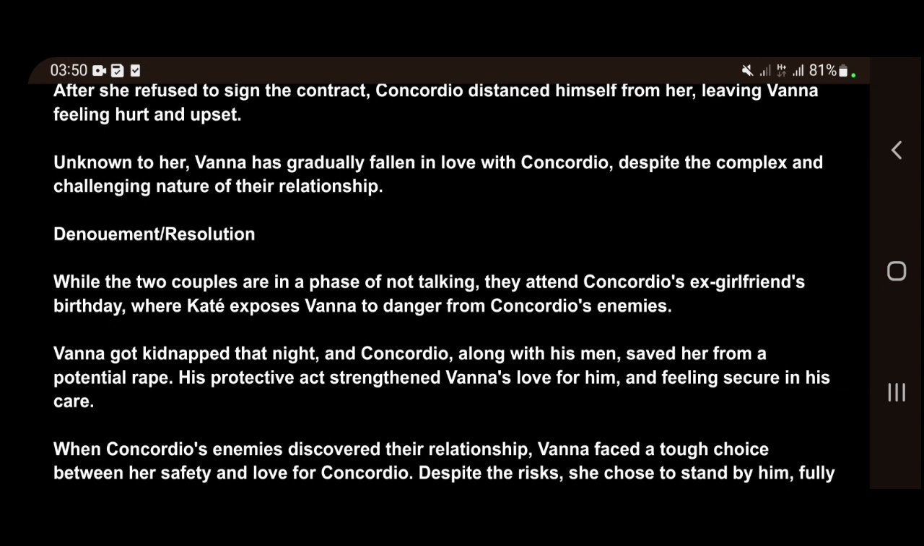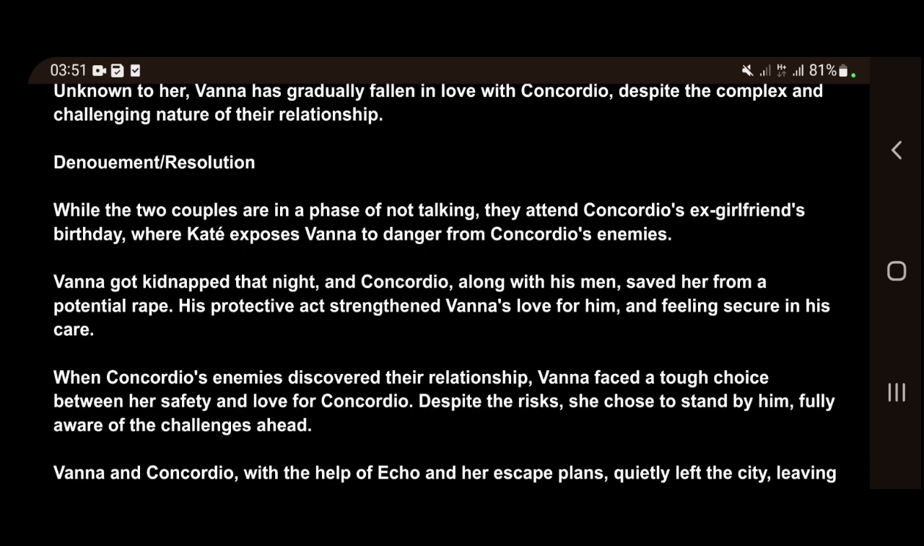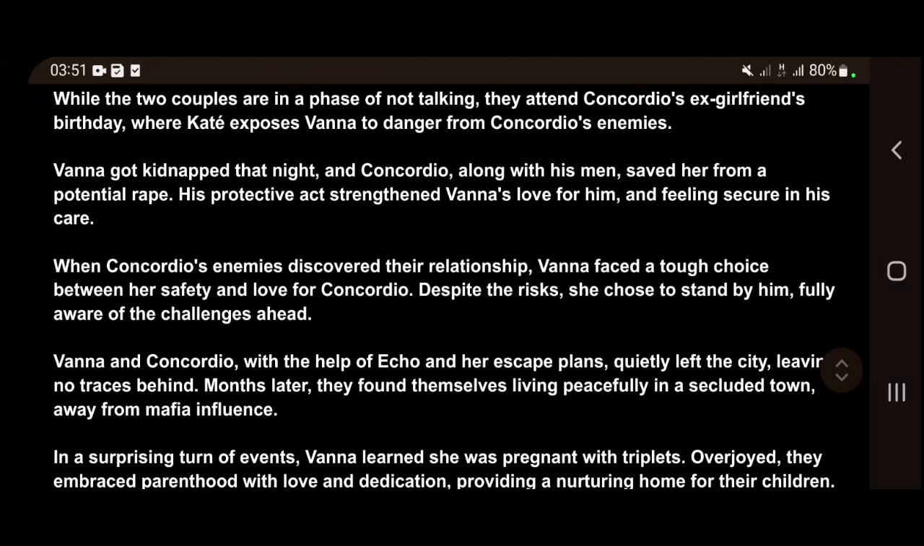Okay, so while the two couples are in a phase of not talking, they attend Cocodia's ex-girlfriend's birthday, where Kate exposes Vena to danger from Cocodio's enemies. Vena got kidnapped that night, and Cocodio, along with his men, saved her from a potential rape. His protective act strengthened Vena's love for him and feeling secured in his care.